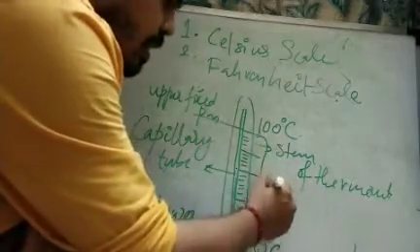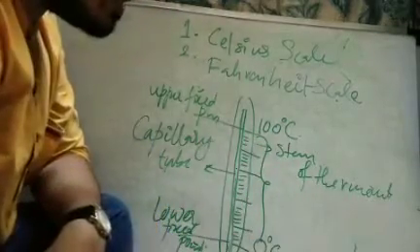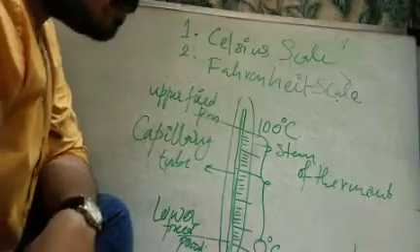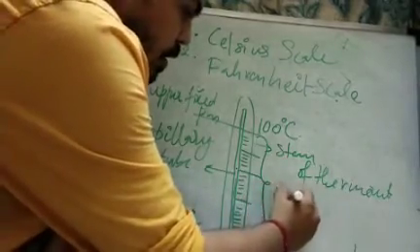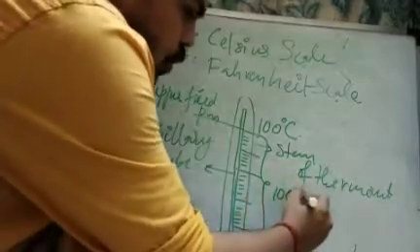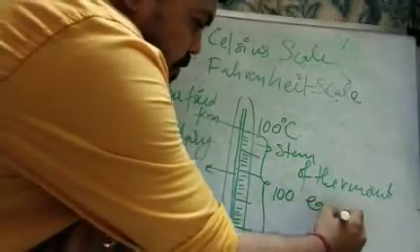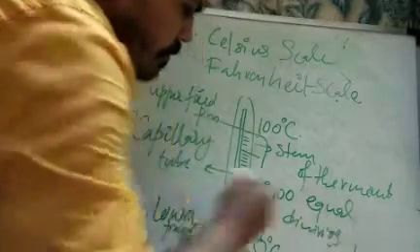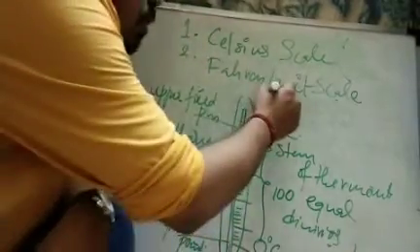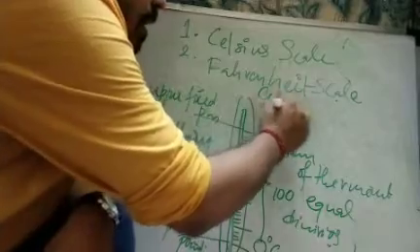So all the readings in between the 0 degree centigrade and this 100 degree centigrade will be showing 100 equal divisions. This is in case of Celsius scale.